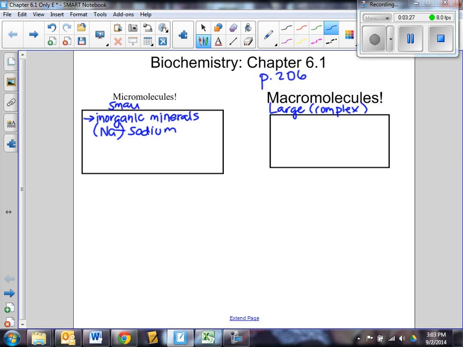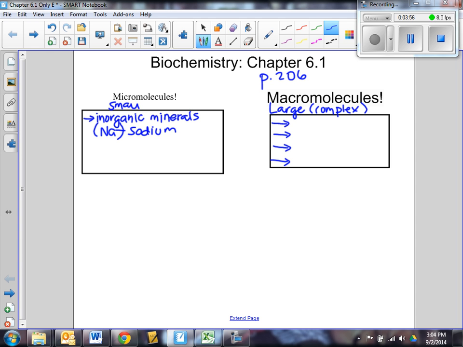Something that would be a macromolecule then would have to be something that was larger, something that was more complex. And there are a few specific things that fall into this category that we'll discuss. If an inorganic mineral like sodium is an example of something that is small, something that's a macromolecule has to be much, much larger than that.